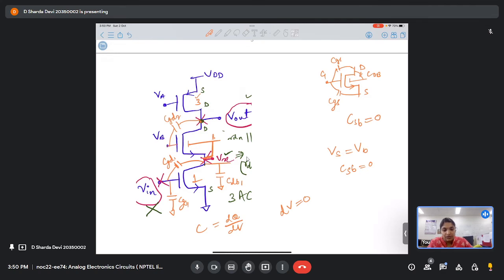So when we write CDB, at that point it will appear somewhat like this. It will be across your drain to this source, right? So this is how your CDB will appear. Is this clear? Why I am writing it like this, is this clear? Yes. This is the condition when your source and body are shorted.